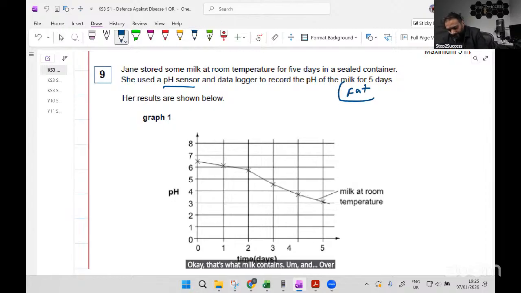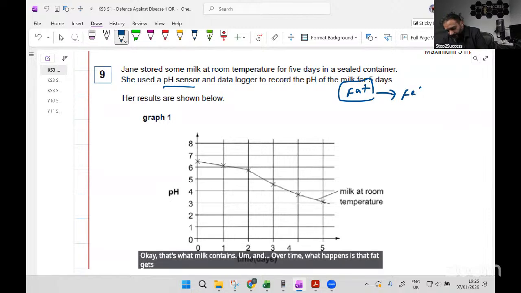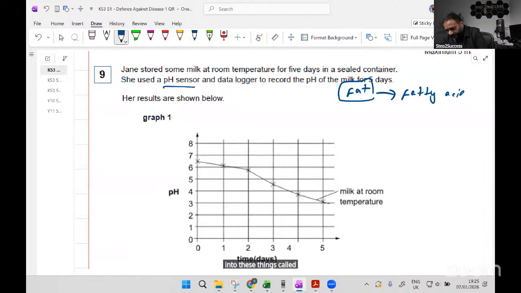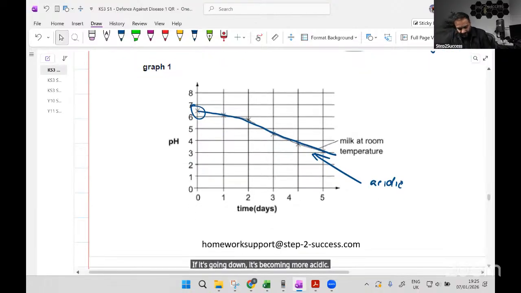Over time, what happens is that fat gets broken down into these things called fatty acids, which you may recall from when you did digestion. And that makes milk acidic. That's why you don't really like having it after a while. And that's what's happening. You can see the pH over time is going down. If it's going down, it's becoming more acidic. Okay, let's see what happens here.